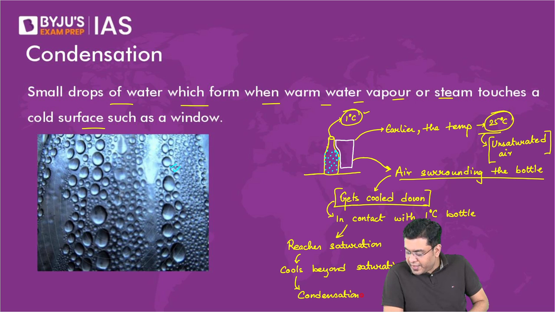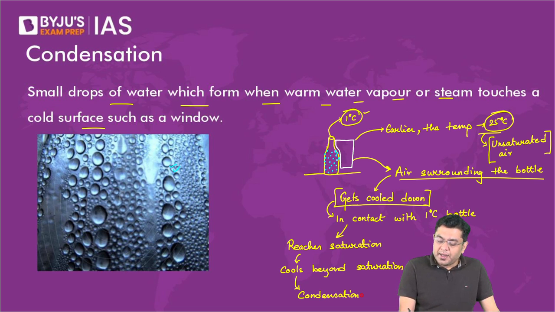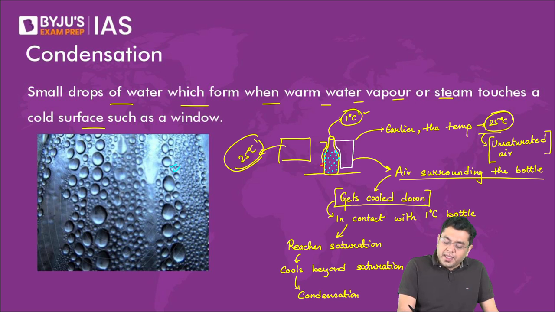Didn't understand why the air in contact with the bottle gets saturated? Here, if you consider the temperature in your room, it might be 25 degrees Celsius. But in the immediate vicinity where that bottle is kept, the air is in contact with a surface which is at 1 degree Celsius. So won't it attain a much lower temperature? So in that process, it will attain saturation and it will be cooling down much.